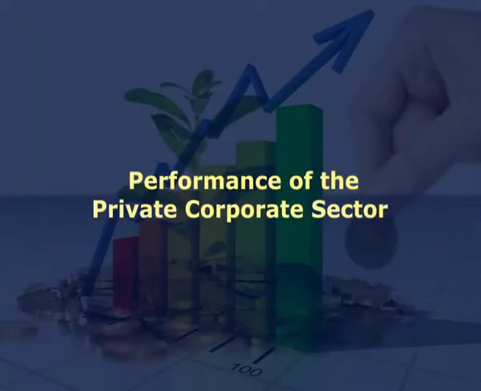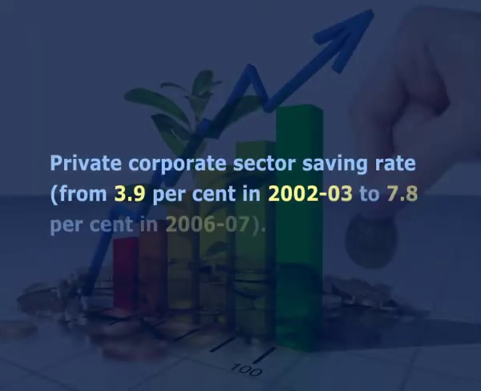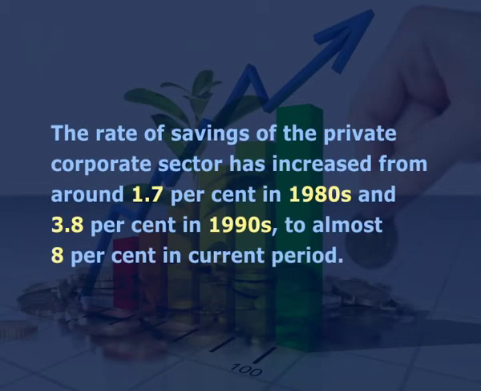Now friends, let us look at the performance of the private corporate sector. The improved corporate financial performance resulted in doubling of the private corporate sector saving rate from 3.9% in 2002-2003 to 7.8% in 2006-2007, which has also contributed to the pickup in the overall savings rate. From the long-term perspective, it is interesting to observe that the rate of savings of the private corporate sector has increased from around 1.7% in 1980s and 3.8% in 1990s to almost 8% in current period.